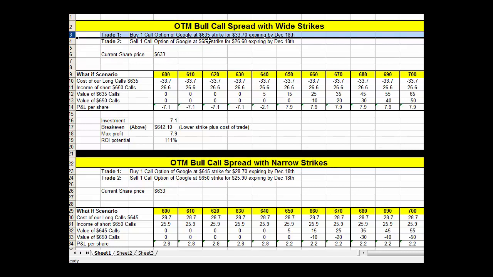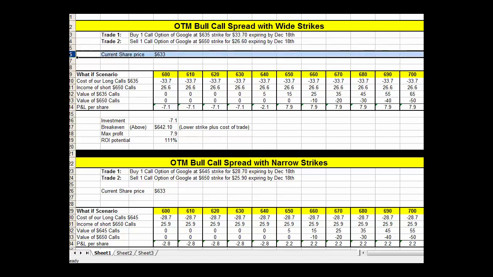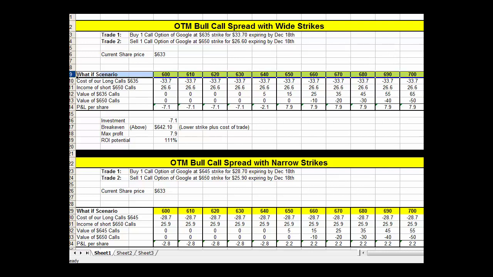It's buying the $635 call and the cost of it, and then the second part of the trade was selling the 650 strike and the cost of it. The current share price of Google at the time is about 633. Anytime you're doing option trading, you need to get used to doing these profit and loss tables. What we're doing is a what if scenario. What if Google was at $600 on the 18th of December? What does that mean in terms of profit and loss for me? What if it was at 610? What if it was at 620, etc. We normally pick a range of about 10 or 20 different values, but you can do as many or as few as you want.